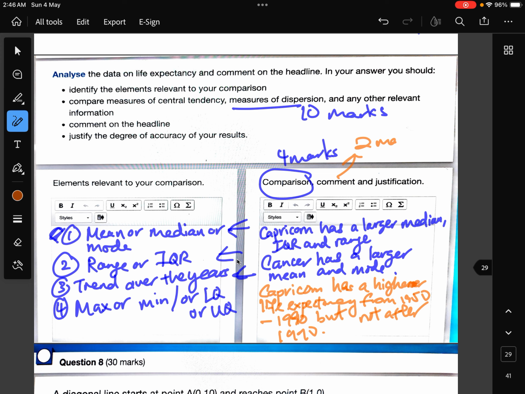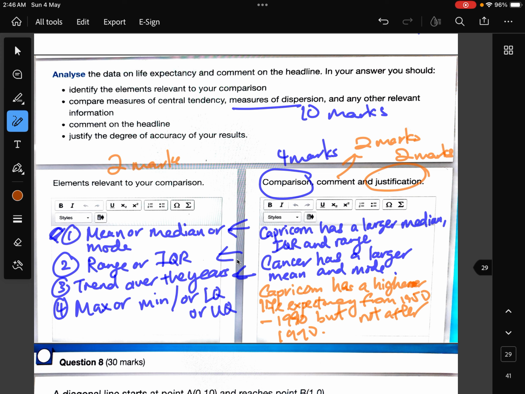Yes, it is. 4, 6. Yeah, that's right. So this is basically worth 2 marks. This is worth 4 marks, this is worth 2 marks, and finally the justification is worth 2 marks as well. So this is why it's worth 10 marks.